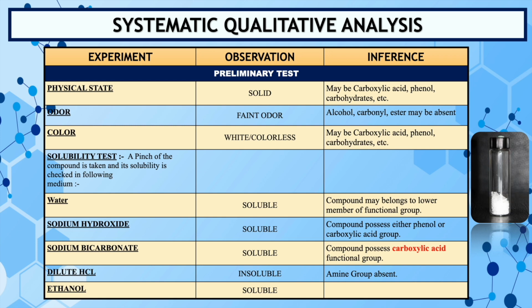And it clearly infers that the compound possesses a carboxylic acid functional group. Then comes the dilute HCl. In dilute HCl, our compound is insoluble. Henceforth, an amine group is absent in it. Then comes the ethanol. Our compound is soluble in ethanol.